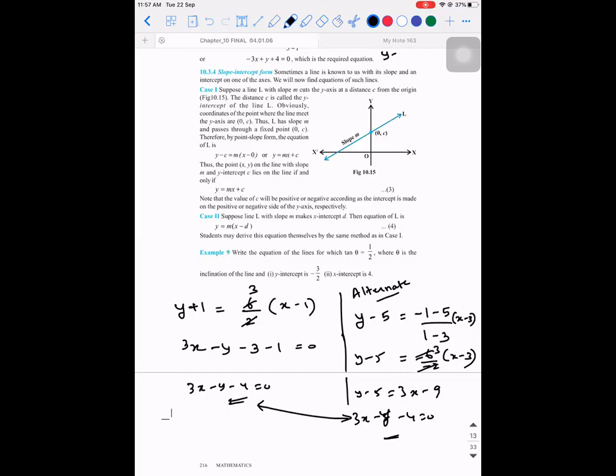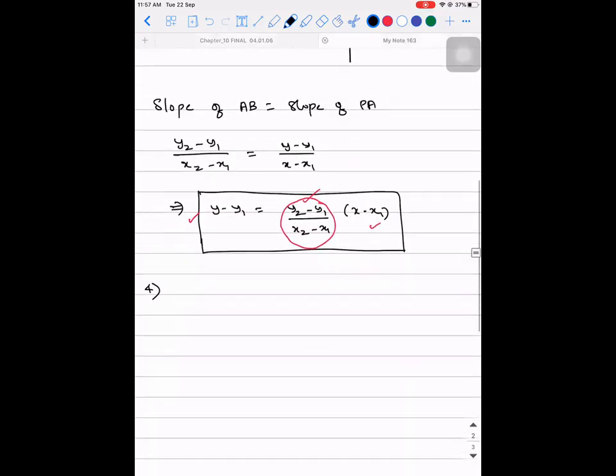Okay, so I'm moving on to the next form. What is the next form that is given? That is slope intercept form. The fourth one is called slope intercept form. Before we see it, we know what slope is, right? We need to understand what this intercept actually means.